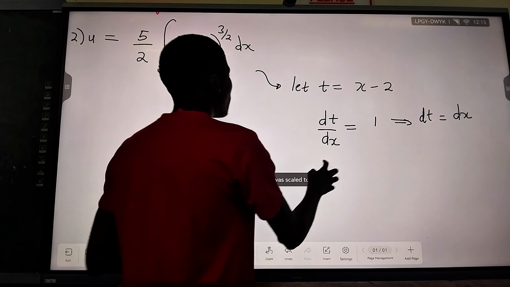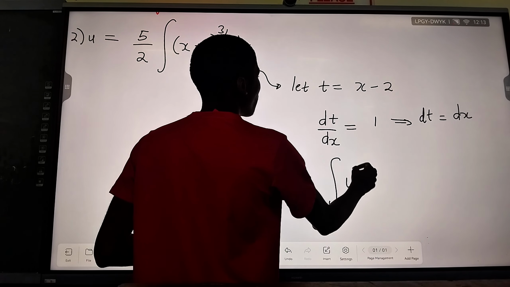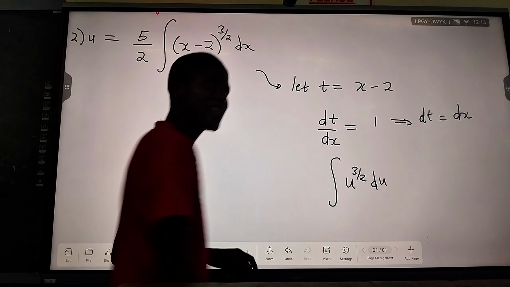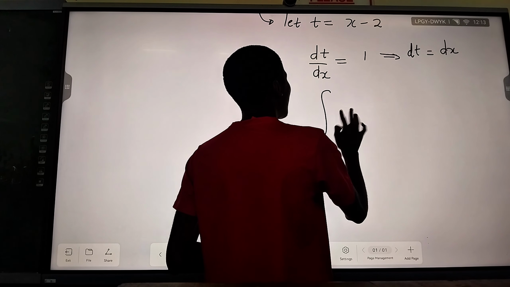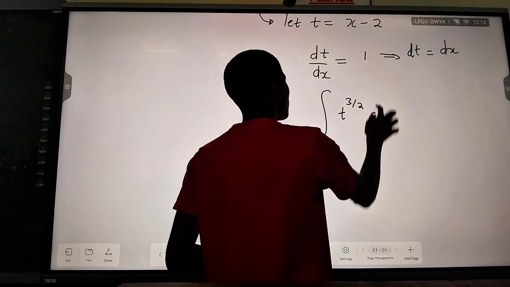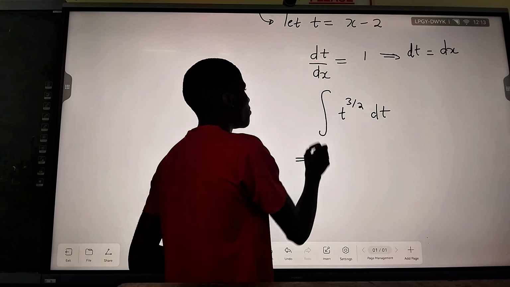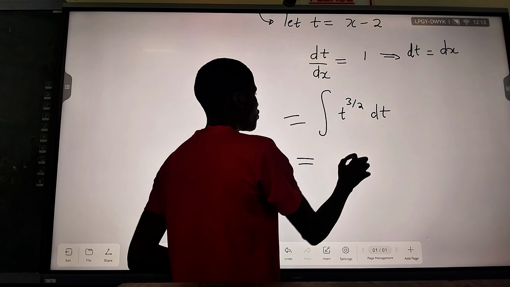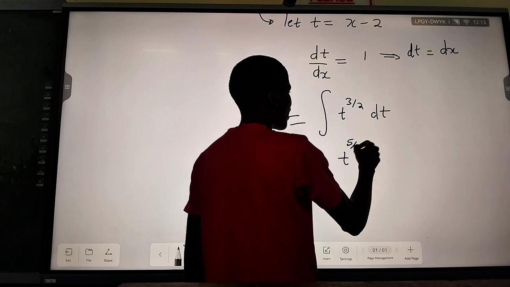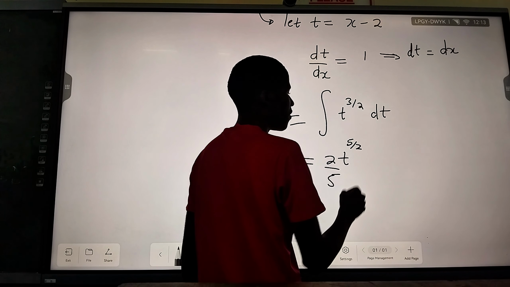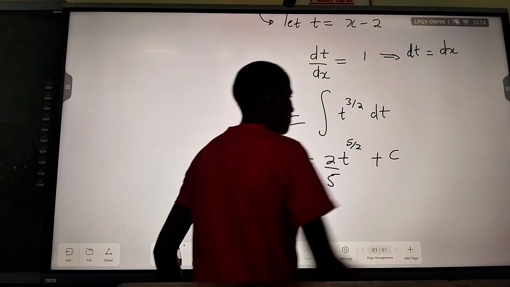So this is the integral of... 5 over 2 is a constant from the front. This is the integral of u to the power of 3 over 2 du again, so you are using t to the power of 3 over 2 dt. If you now do an integral of this, you do a reverse power rule, what do you get? You get t to the power of 3 over 2 plus 1, so 5 over 2 again. And then this will be 2 over 5. Please know how to integrate this one, it is the simplest. And then this is plus c.